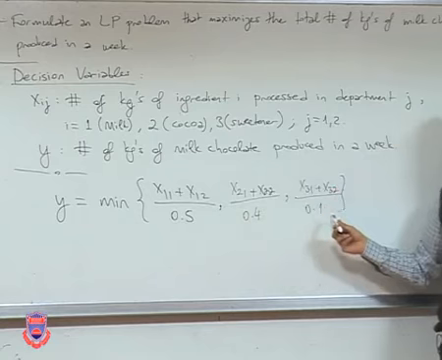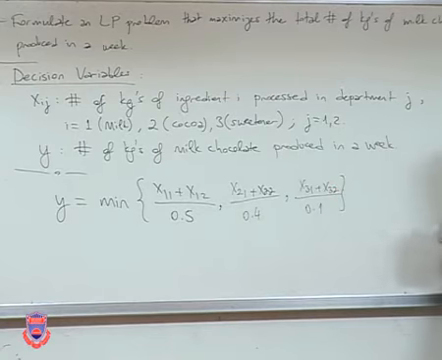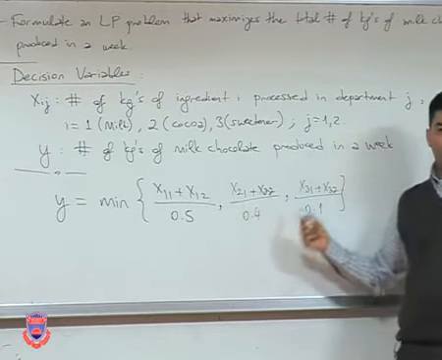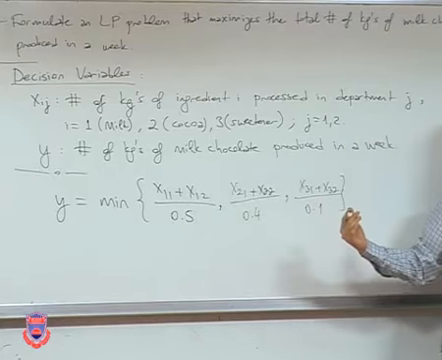So I have 3 ratios. Okay, just like I did in the previous example. And whichever is smallest will determine my production level. Does everyone see that?